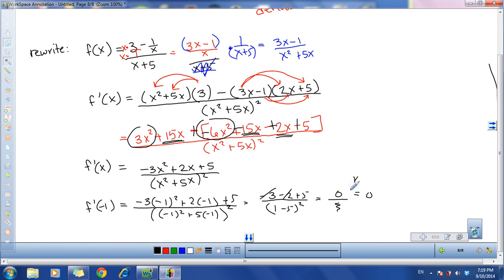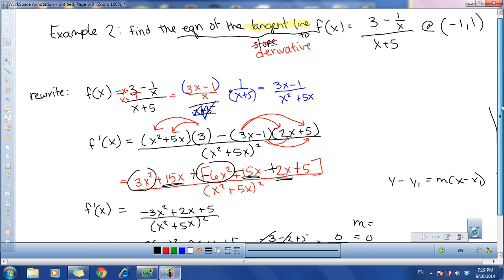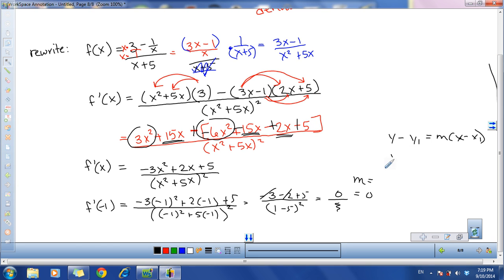So if my slope is 0, I'm going to use y minus y1 equals m times x minus x1, your point slope formula. And then my point is negative 1, 1. So y minus 1 equals 0 times x minus, or plus 1 now, because it's a minus and negative 1. And all this just equals 0. So y minus 1 equals 0, y equals 1.